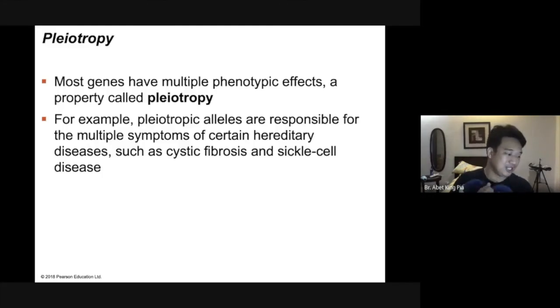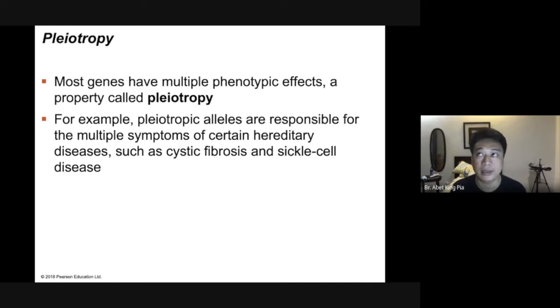So, most genes have multiple phenotypic effects, a property called pleiotropy. Yun yung sinasabi ko na isang gene, multiple naman yung kanyang effect sa phenotype. So, for example, pleiotropic alleles are responsible for the multiple symptoms of hereditary diseases such as cystic fibrosis and sickle cell disease.